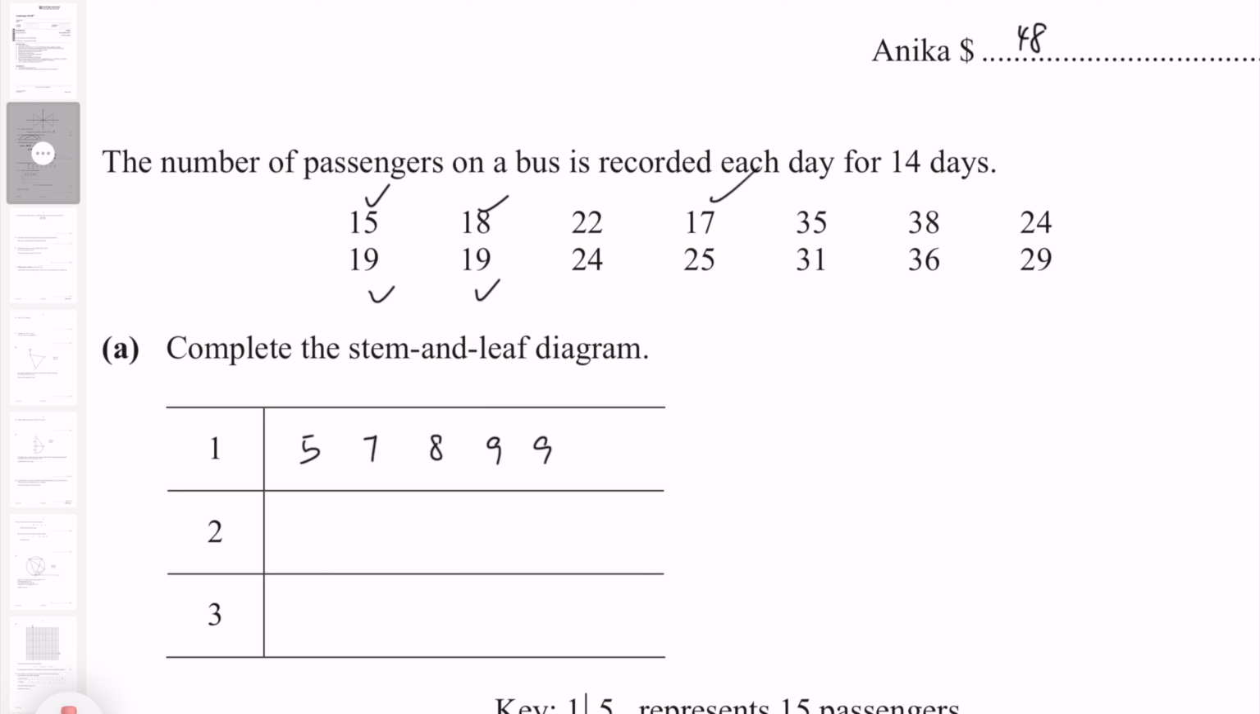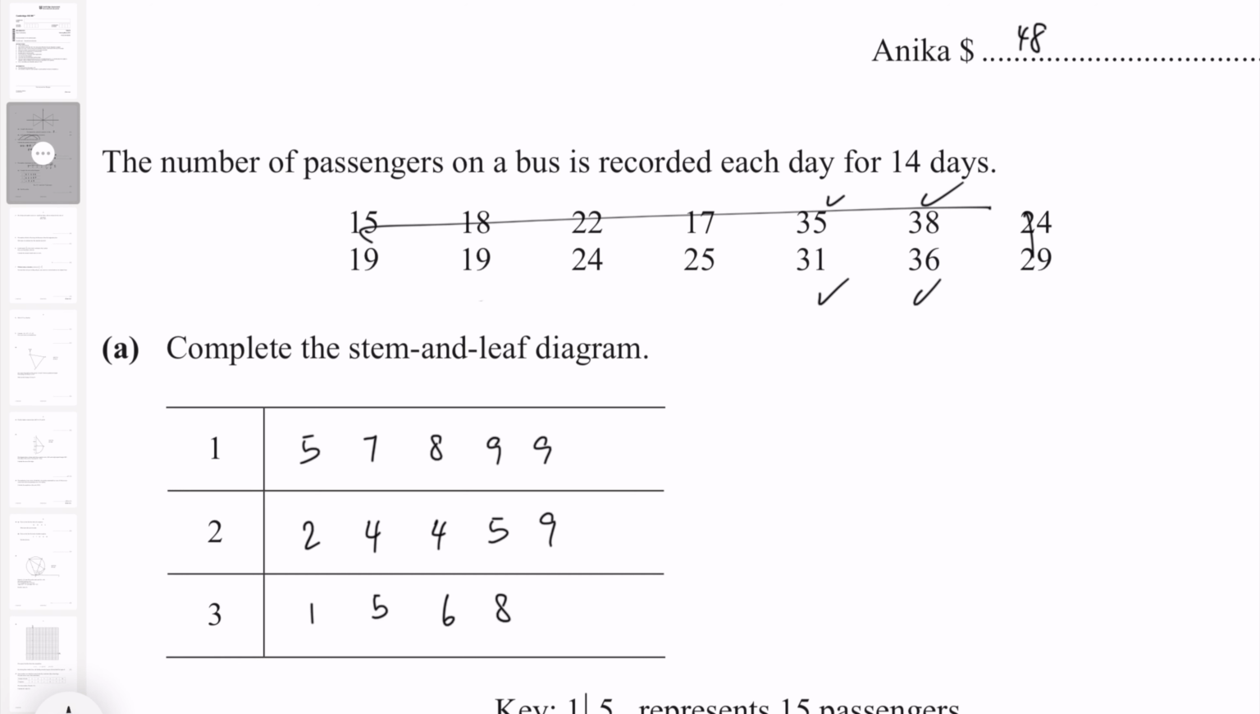Now we'll do the ones that start with 2. So that's 1, 2, 3, 4, and 5. Okay, so 5 numbers again. So that's 22, and then 24, and 24, 25, and 29. Okay, now for the 30s, that's 1, 2, 3, 4. Yep, so 31, then 35, 36, and 38. All right, the total is 14 numbers. Do I have 14? 7 times 2. Yep, 14. Got everything.